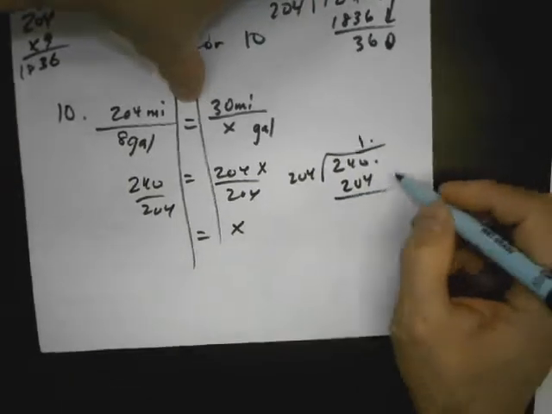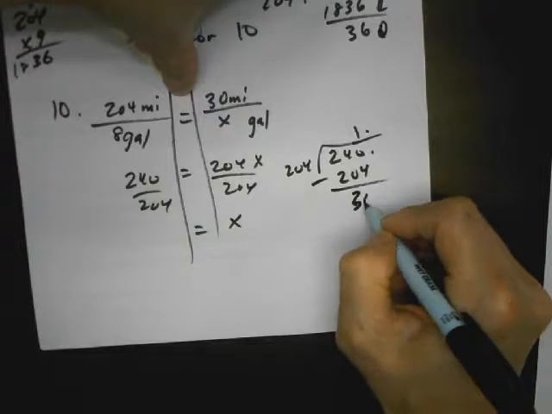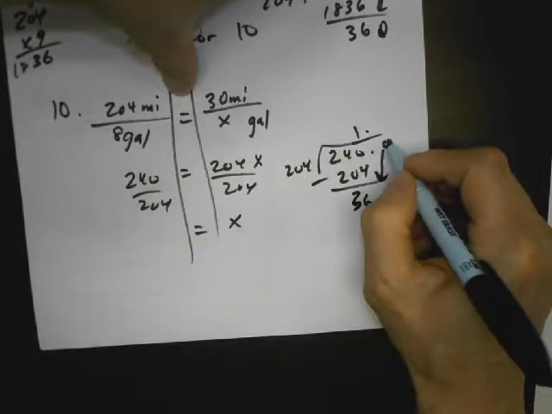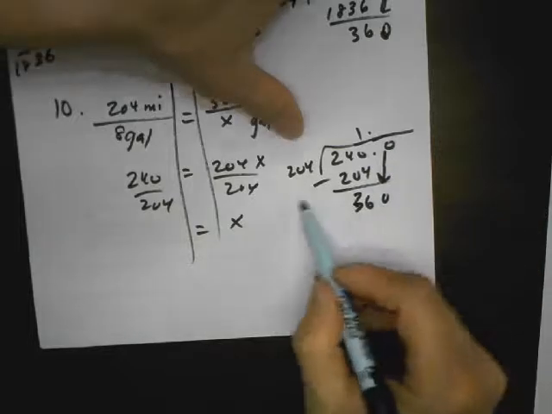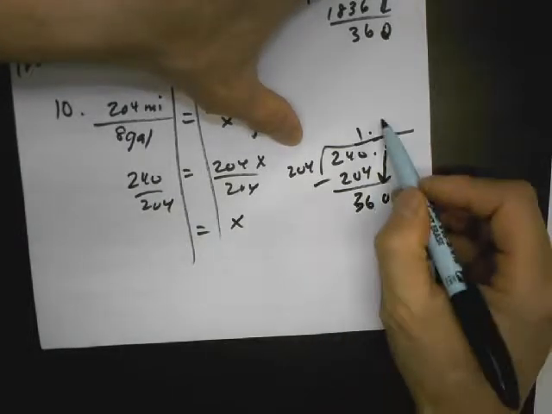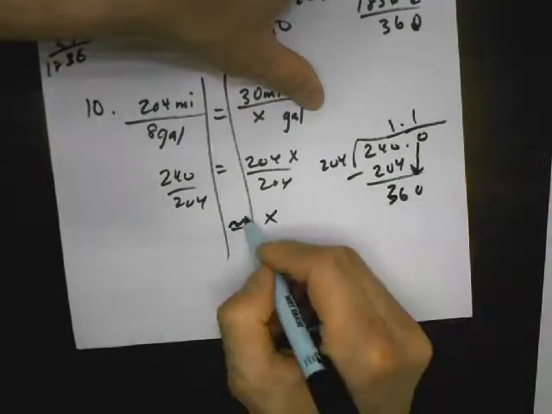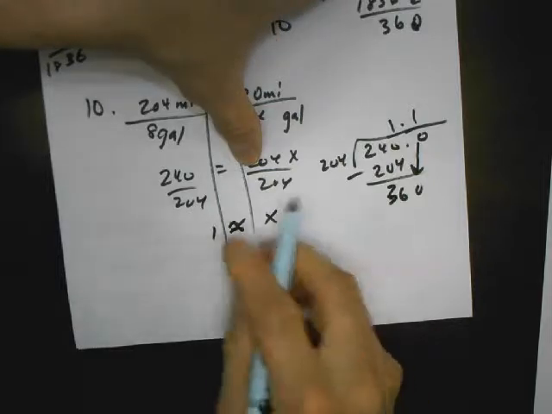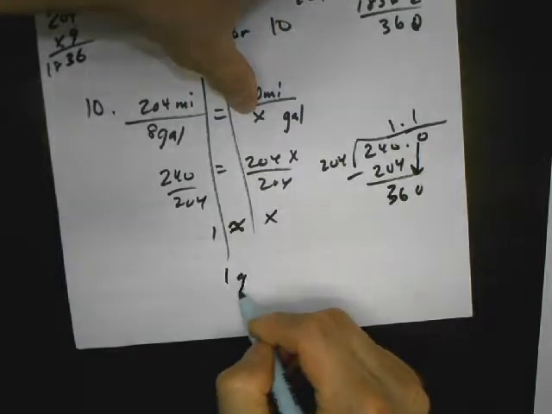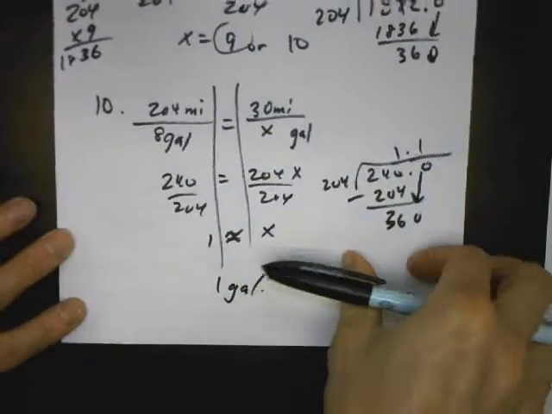1 time, subtract. The difference between these two is 36. Drop a 0 down, because I put my decimals, I can do that. And that only goes into it once, so it's like 1.1, which means about 1 gallon. So the answer would be about 1 gallon for this one. About 1 gallon.